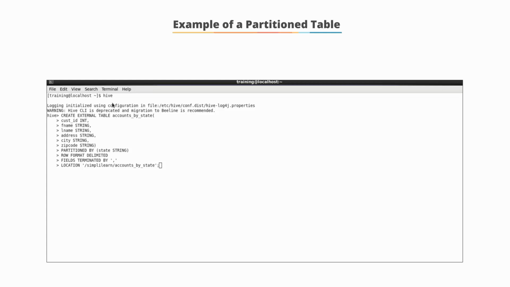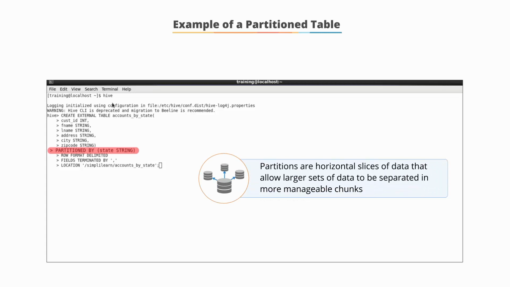This example shows you how the previously non-partitioned table is now partitioned. You can see that the state column is no longer included in the create table definition, but it is included in the partition definition. Partitions are actually horizontal slices of data that allow larger sets of data to be separated in a more manageable chunk.